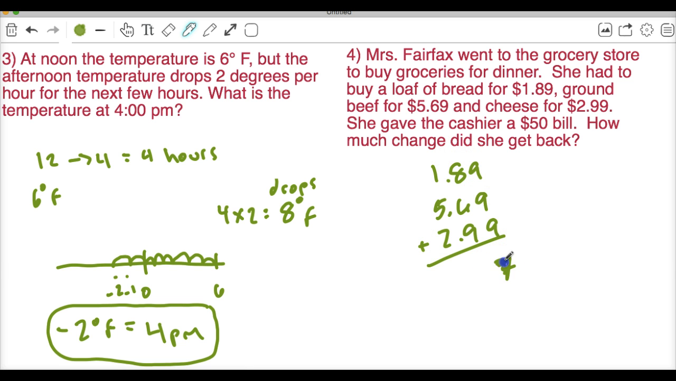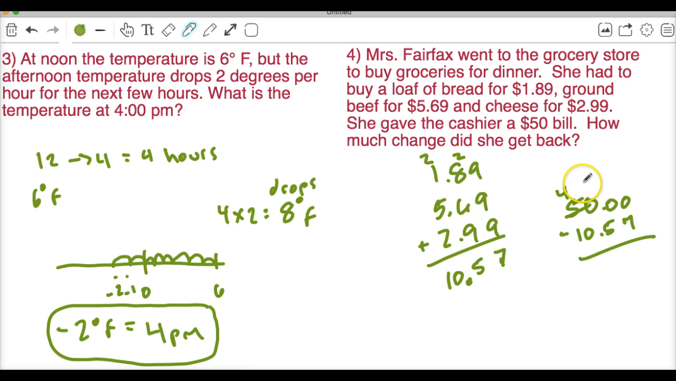Okay, 10.57. So the decimal comes down when we're adding and subtracting, and now we need to take away this from the $50 to figure out how much money she gets back. So she'll get $39.43 back.